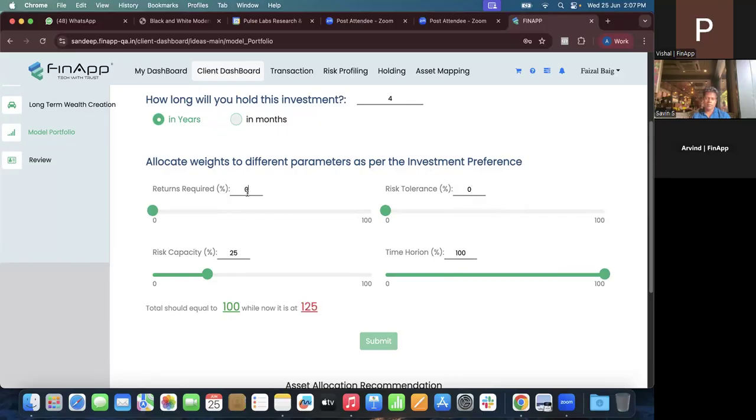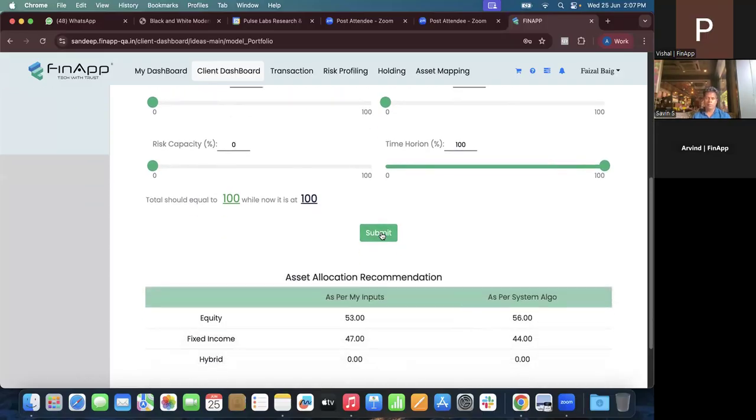I say, come what may, this 50 lakh rupees I want, whatever interest you get, I don't worry, but I will need this 50 lakh rupees after 4 years. Now if I submit, you see the asset allocation.